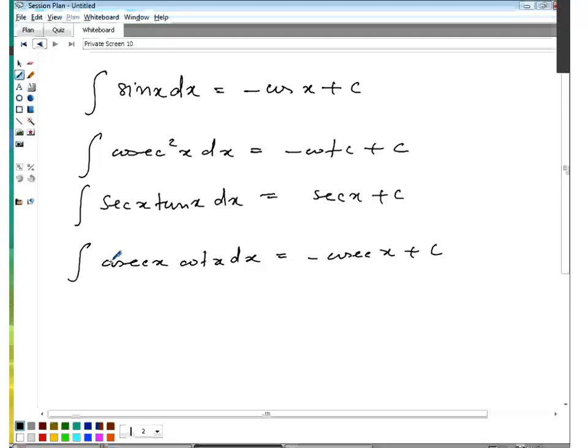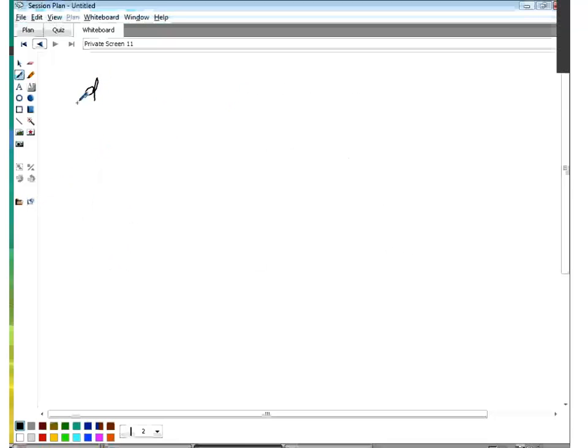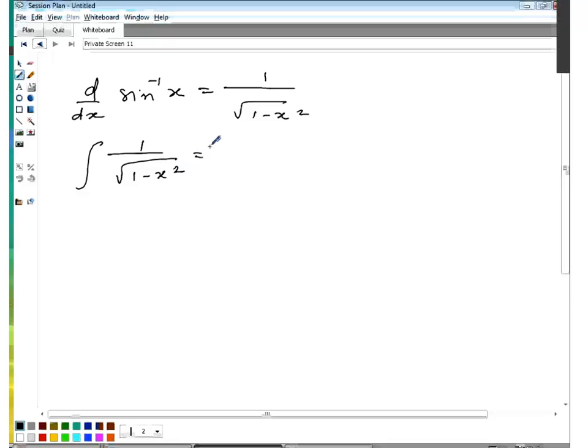Then d/dx of sin inverse x is 1 upon root 1 minus x square. That means integral of 1 upon root 1 minus x square would be sin inverse x plus c. d/dx of tan inverse x is 1 upon 1 plus x square. So this would be tan inverse x plus c.